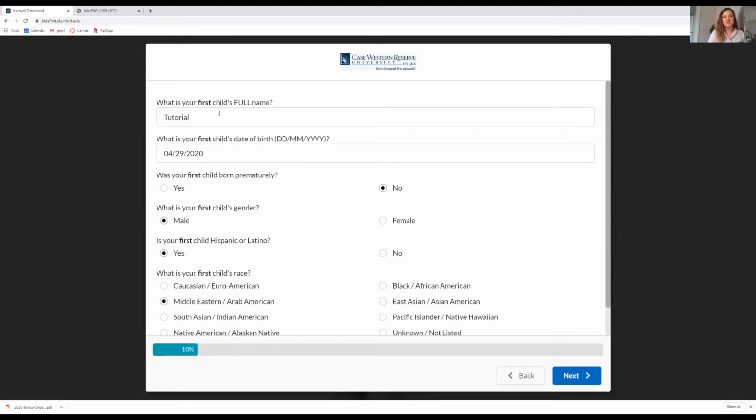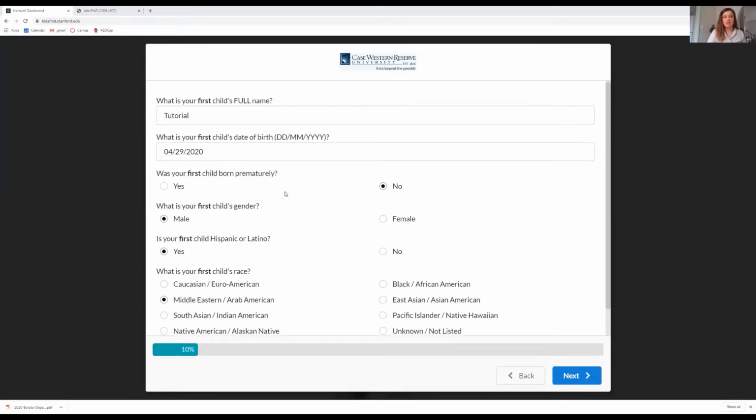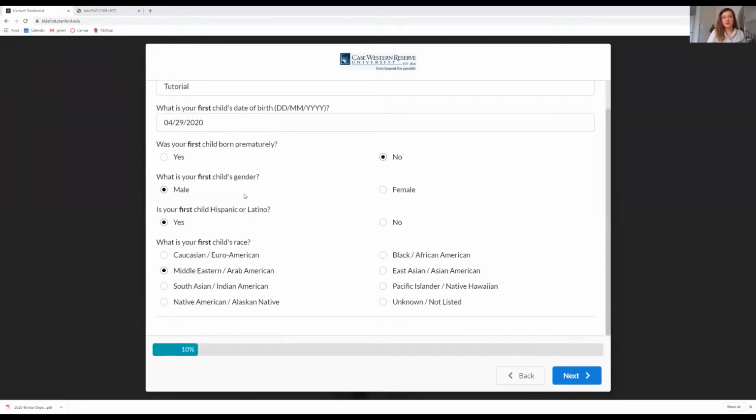Please enter your child's first name and last name and their date of birth. For these purposes, I put in today's date. Then answer whether your child was born prematurely, your child's gender, your child's ethnicity, and your child's race. If your child's race is not represented in the list or represented by multiple races, please select unknown or not listed. Click Next when you're done.